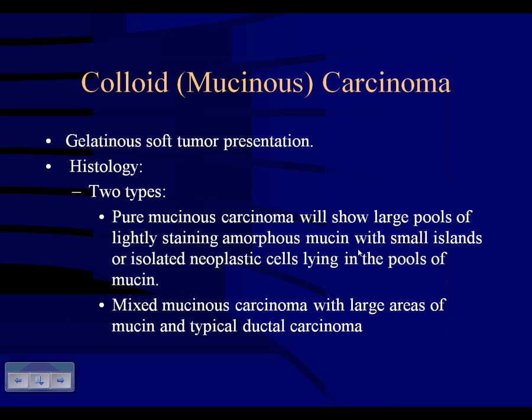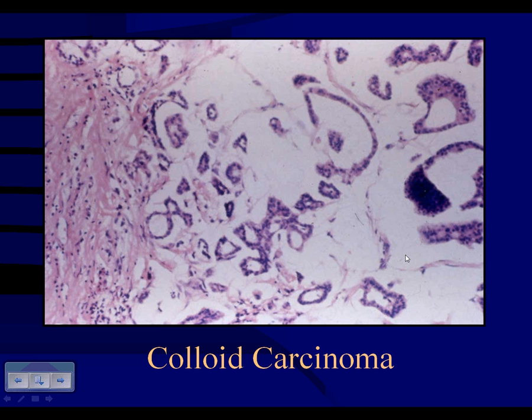Now, what about colloid carcinoma? Again, just like in the colon, it's this very gelatinous tumor that's composed of abundant mucin. And the classic presentation is malignant ductal cells within these large pools of amorphous mucin. But sometimes you can have them mixed with other areas of typical ductal carcinoma and so forth. But here is an example of one. Again, here's this fibrous tissue. Here's tumor right here. But you see these malignant ductal elements right here and all over the place, just sitting in these large pools of acellular mucin.